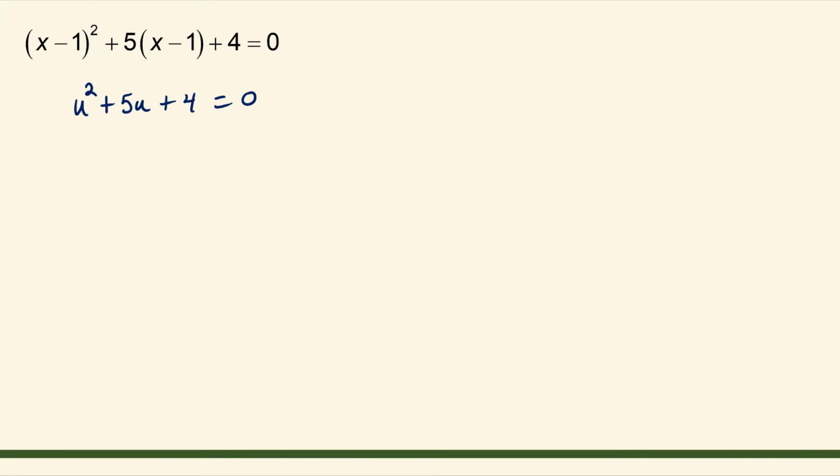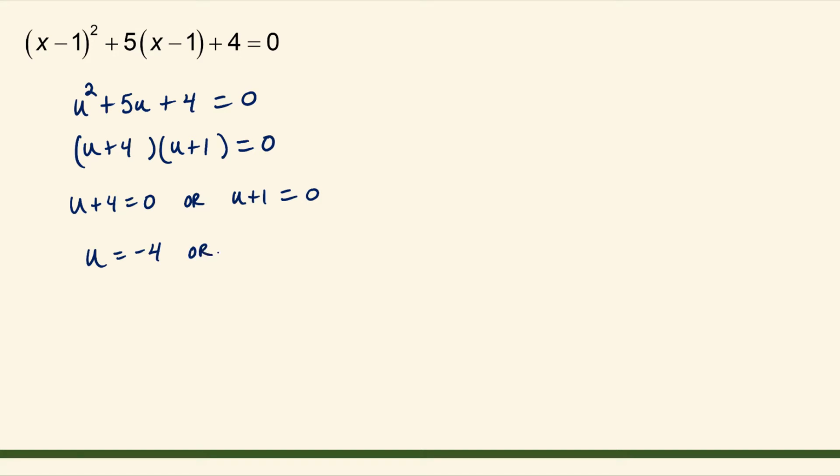Making those substitutions now gives us u squared plus 5u plus 4 equals 0. This equation can be solved by factoring. Factoring the left-hand side of the equation, we have the quantity u plus 4 times the quantity u plus 1 equals 0. We now set each factor equal to 0, giving us u plus 4 equals 0, or the quantity u plus 1 equals 0. Solving each of these equations, we get u is equal to negative 4, or u is equal to negative 1.